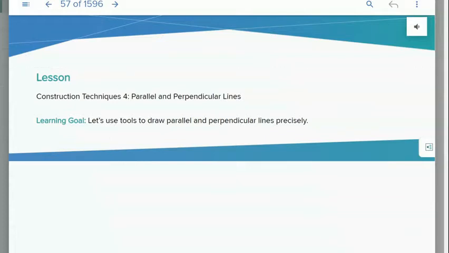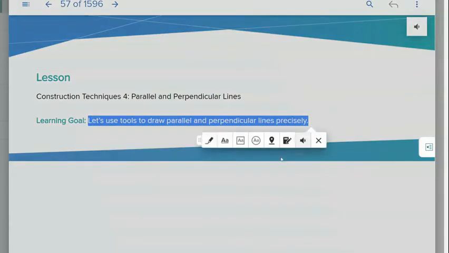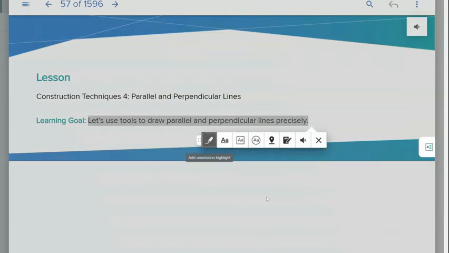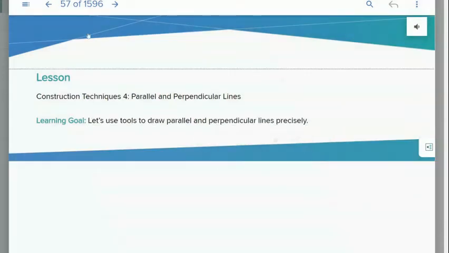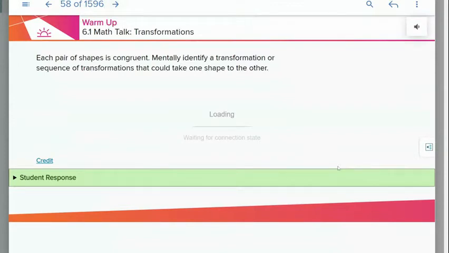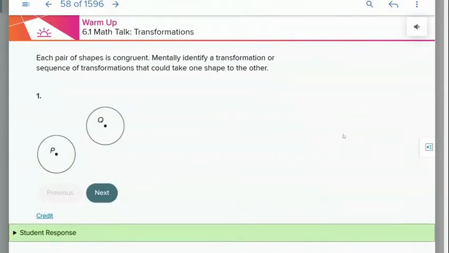So our learning goal is to use the tools to draw parallel and perpendicular lines precisely. That means we're not guessing, we're not estimating, we're going to be using construction specifically to get what we need, and that is perpendicular and parallel lines. So let's start with the warm-up.